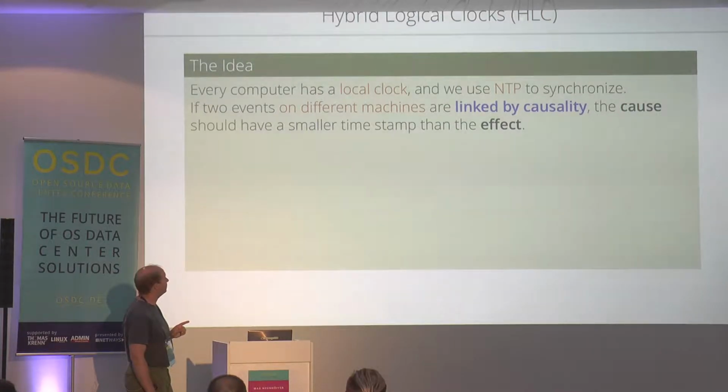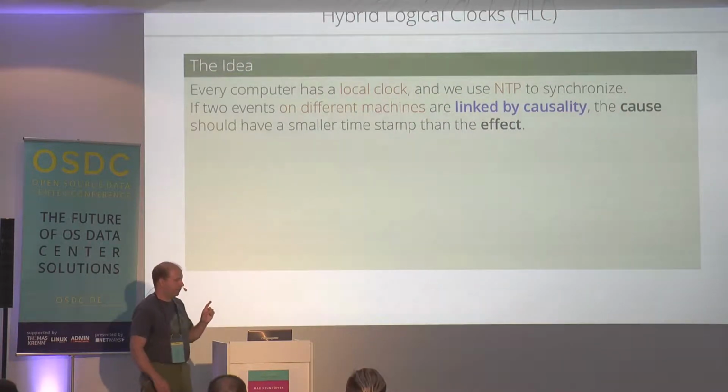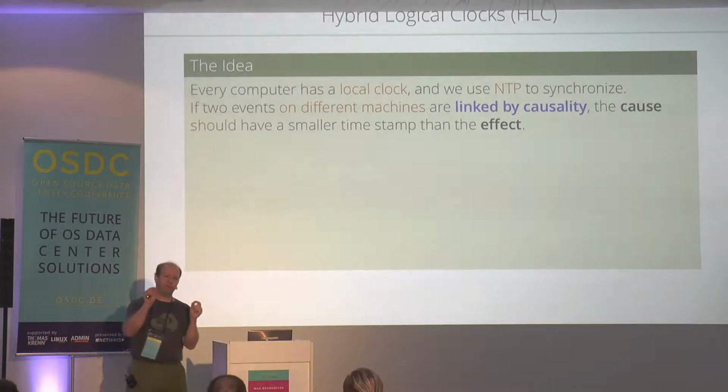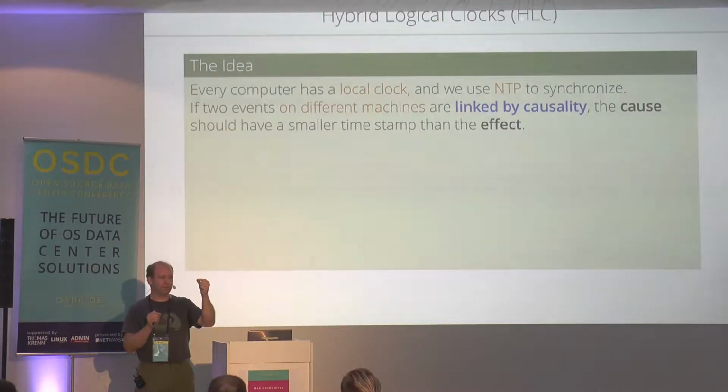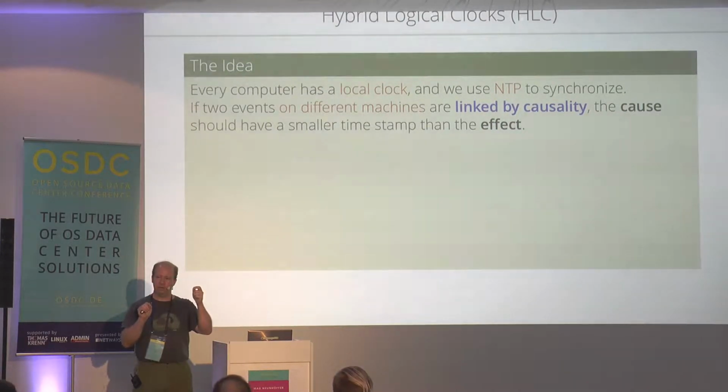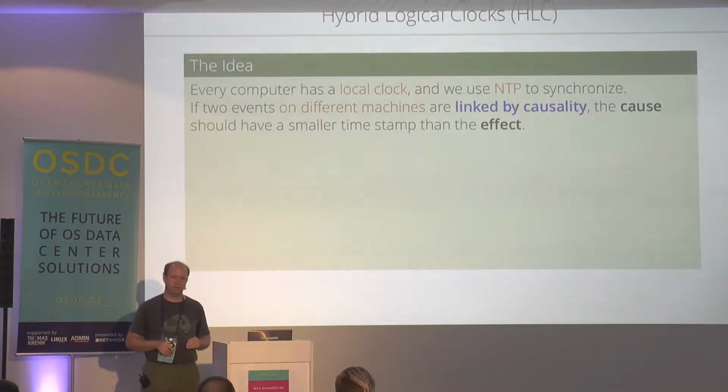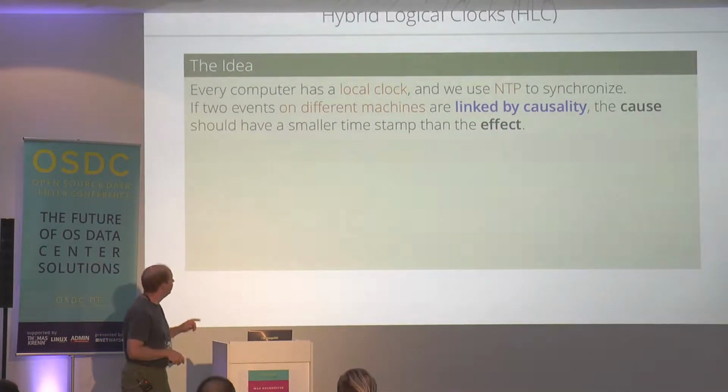So here's what you do. What you want is that if two events on different machines are somehow linked by causality, so if something happens first and causes something else to happen on the other machine, that is where it is really important that the first timestamp is smaller than the second. That's essentially all you care. If you have completely unrelated events, it doesn't really matter what the timestamp says.